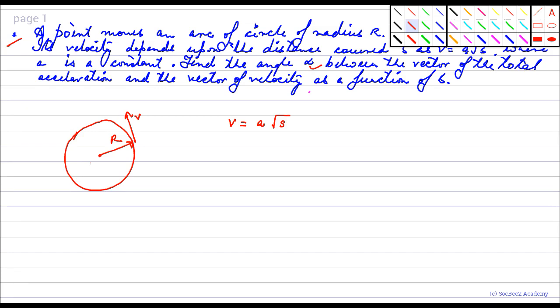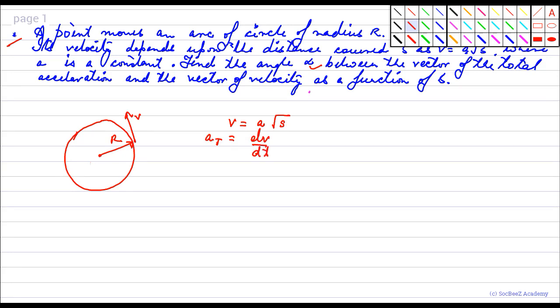Fine. So actually, while the particle moves in a circular path it will have two accelerations. One would be tangential acceleration, which would have the same direction as that of the velocity vector, and one would be radial acceleration, which would be radially directed inwards towards the center of the circle, and it would be perpendicular to the velocity vector. Okay, so the tangential acceleration is basically given by dv by dt.